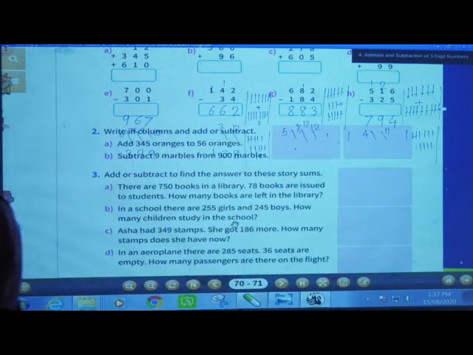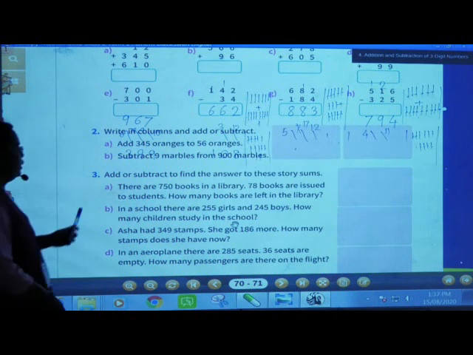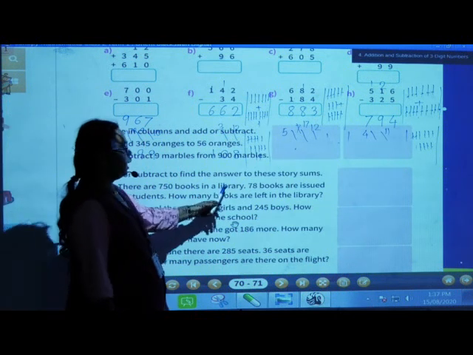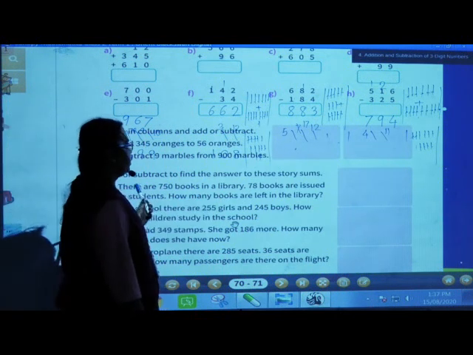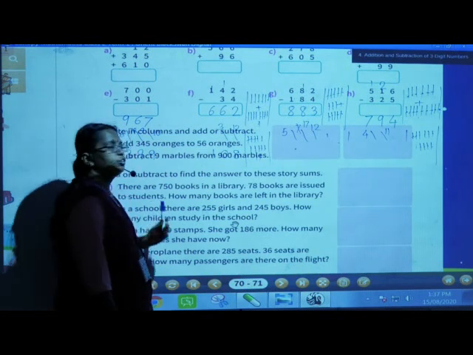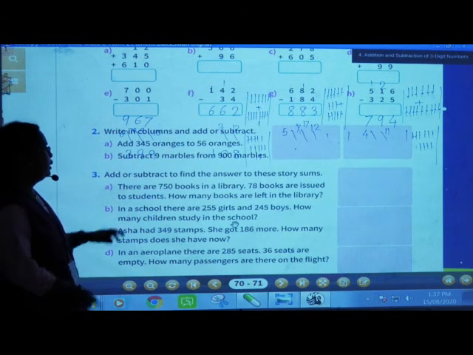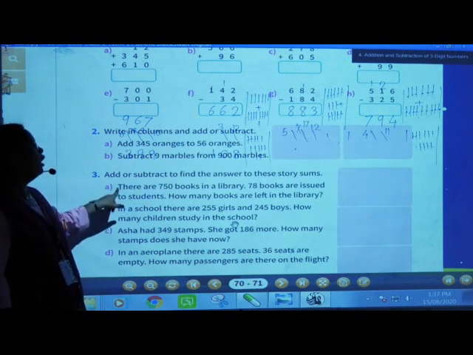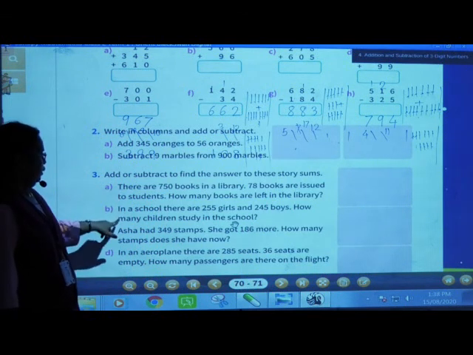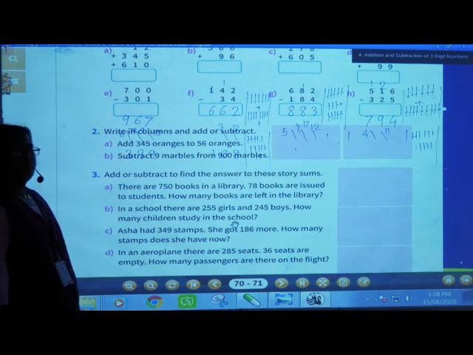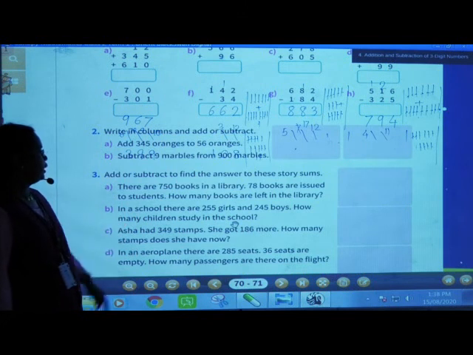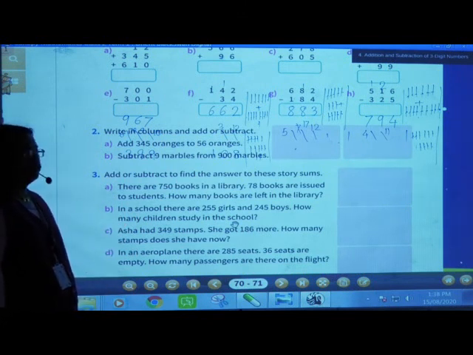Now see here, add or subtract to find the answer to these story sums. There are 750 books in a library, then 78 books are issued to students. How many books are left in the library? In this you want to do subtraction. Then in a school there are 255 girls and 245 boys. So how many children study in the school?